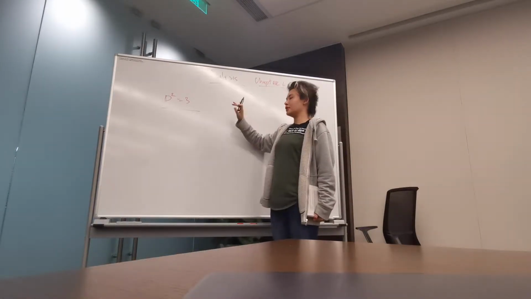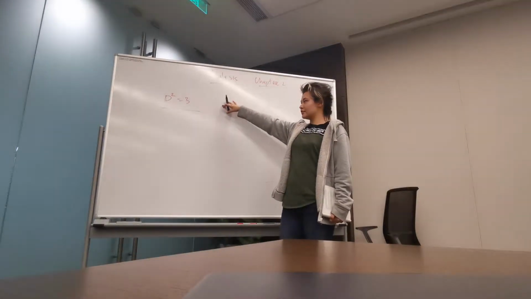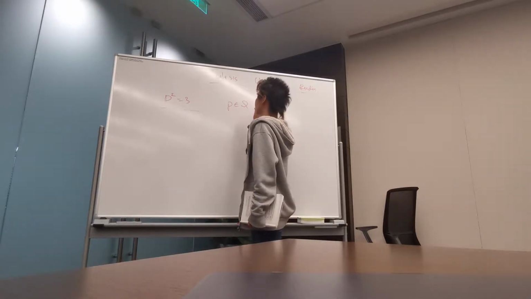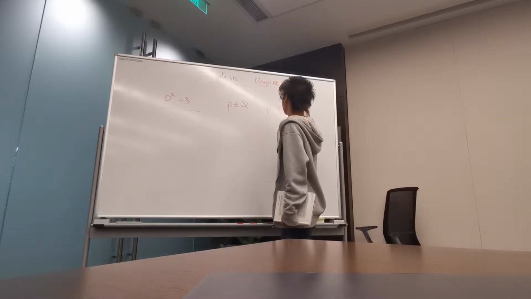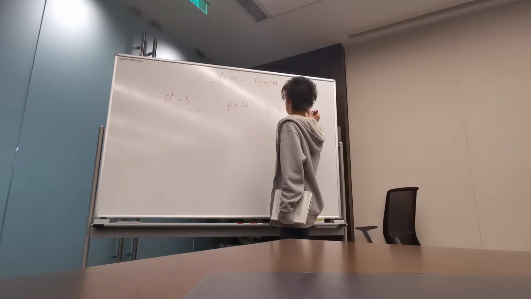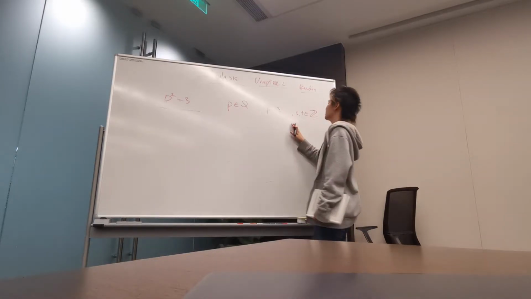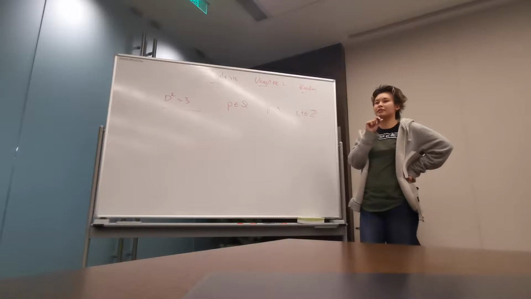Okay, so what would be the first step in a proof like that? So P is rational, right? So we can write it as... how do you write integers? Okay, so what would be the first step here?